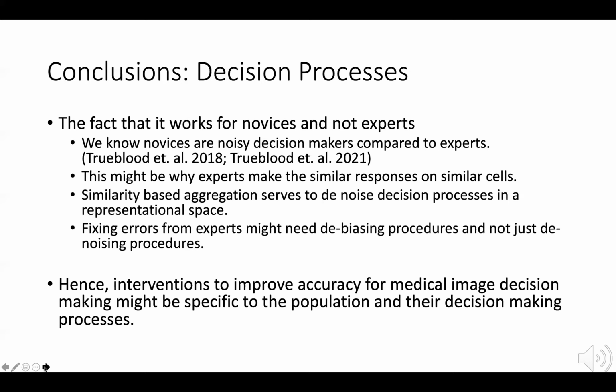Hence, interventions to improve accuracy for medical image decision making might be specific to the population and their decision making processes.